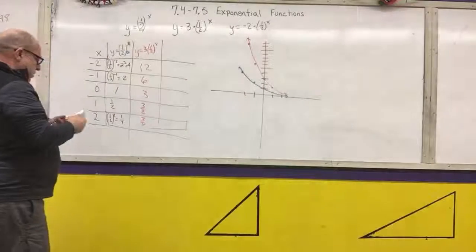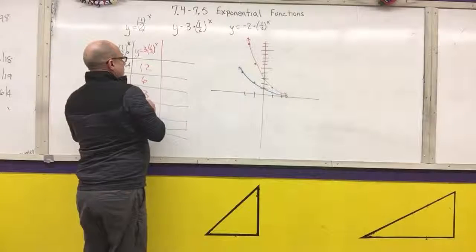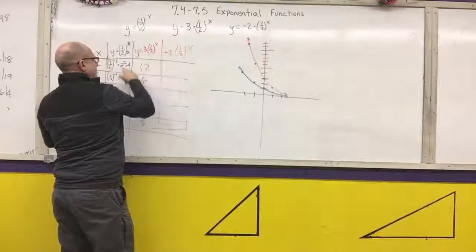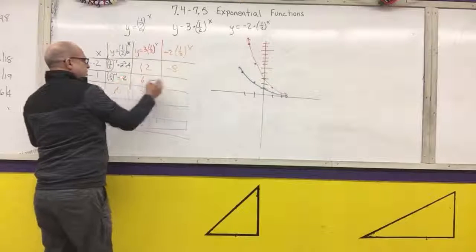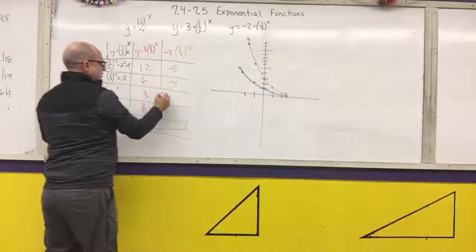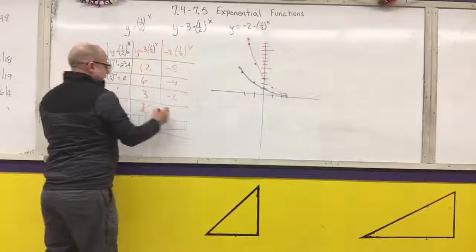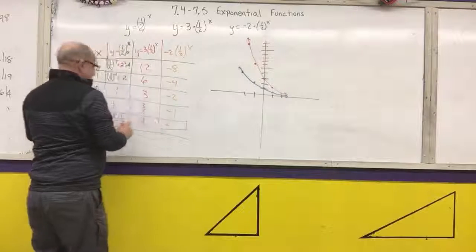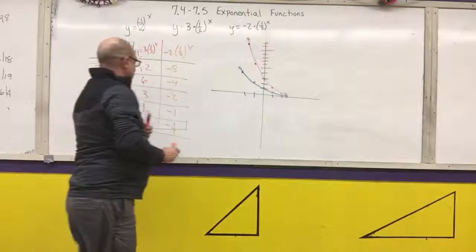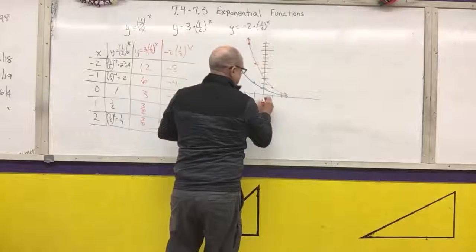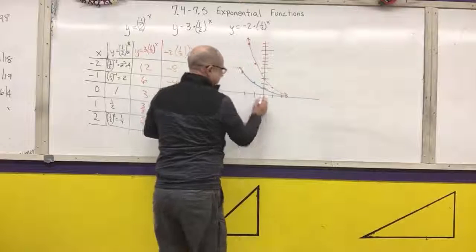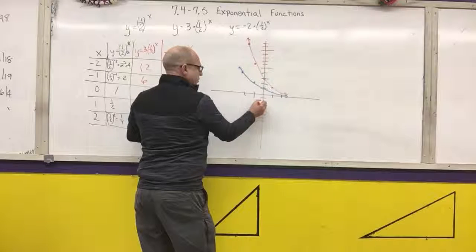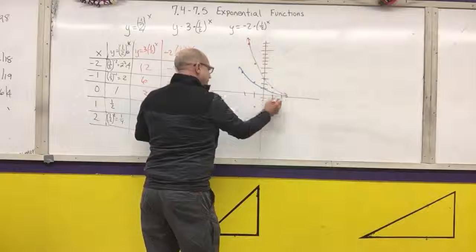And for the last one, I'm going to do negative 2 times 1/2 to the x. Negative 2 times 4 is negative 8. Negative 2 times 2 is negative 4. Negative 2 times 1 is negative 2. Negative 2 times 1/2 is negative 1. Negative 2 times 1/4 is negative 1/2. So I'm going to go negative 8. Negative 8. Negative 4. Negative 2. Negative 1. Negative 1/2.